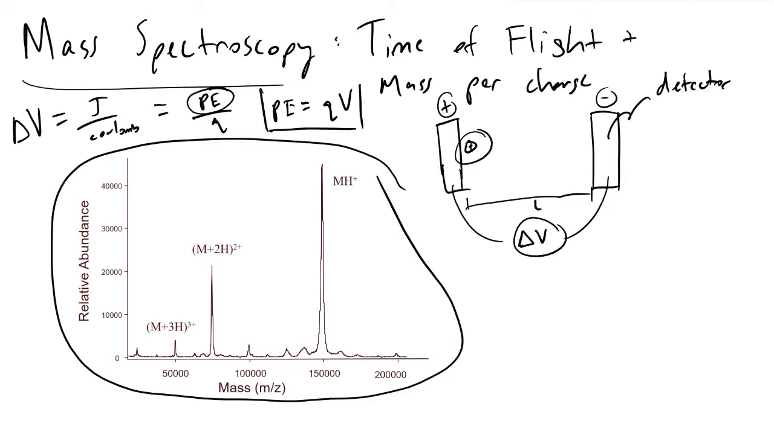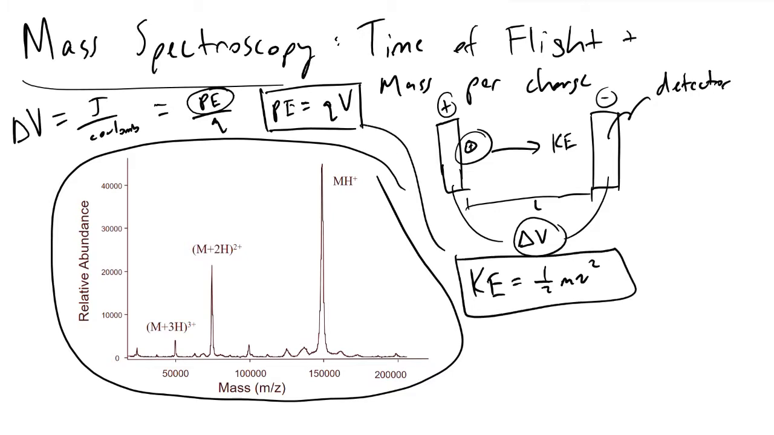When all of this potential energy is converted into kinetic energy at the other side when it slams into the detector, the kinetic energy of this fragment can be described simply using 1/2 mv squared. All of the potential energy goes into becoming kinetic energy, so we're going to equate the two. I'm going to let QV be equal to 1/2 mv squared, where little v is the velocity.